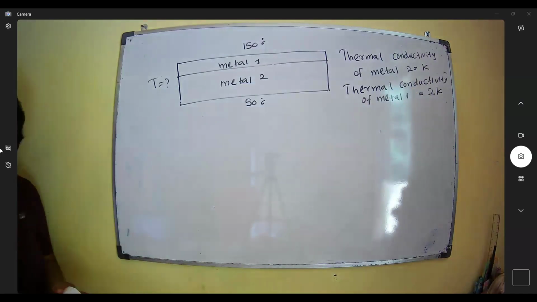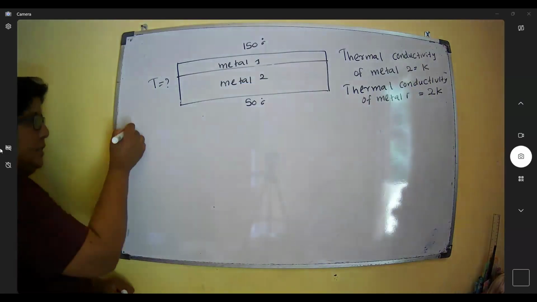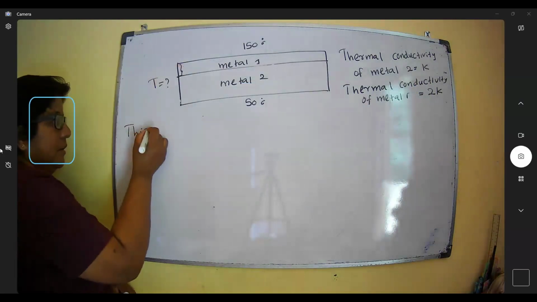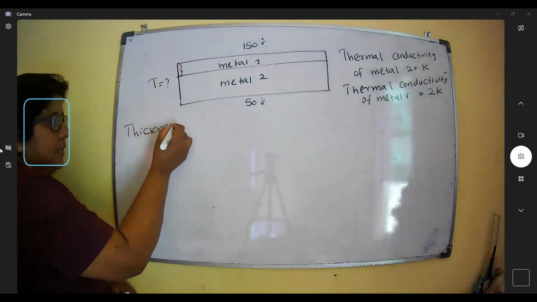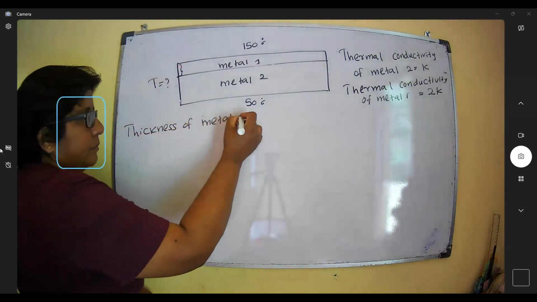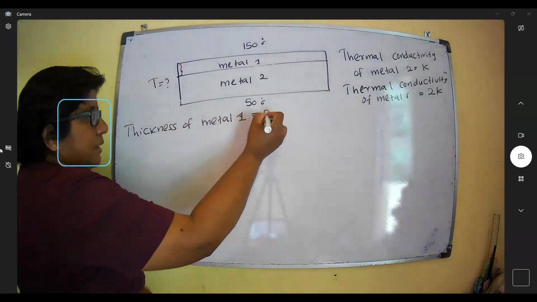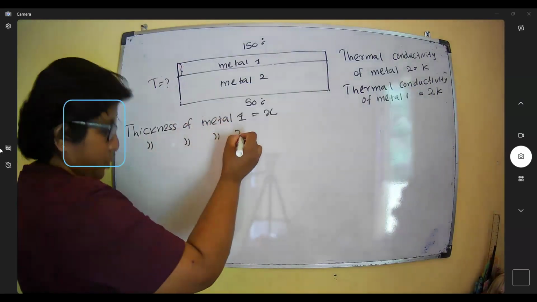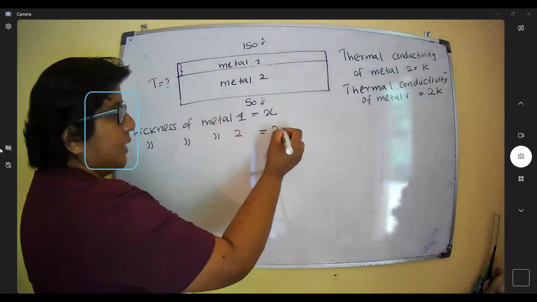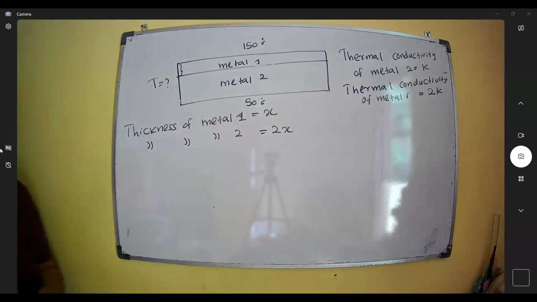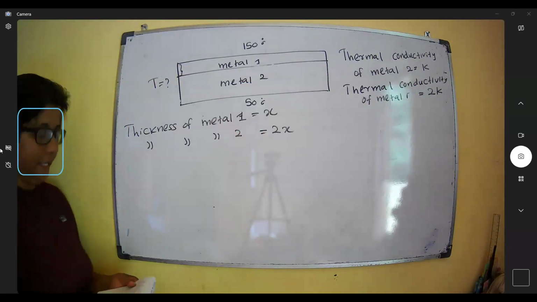The L is the thickness. Then I'm taking thickness of metal 1. Thickness means this side, right? Thickness of metal 1, if it is equal x, according to the data, thickness of metal 2 should be equal 2 times x. Now, the joint temperature is capital T.